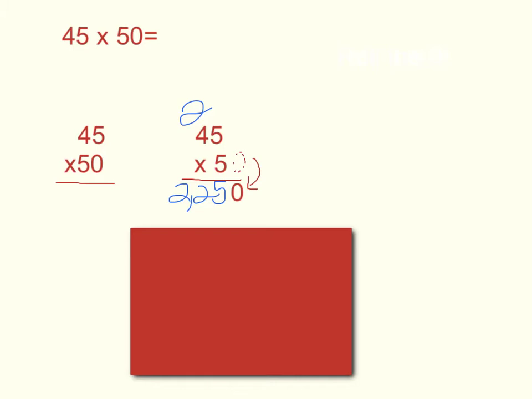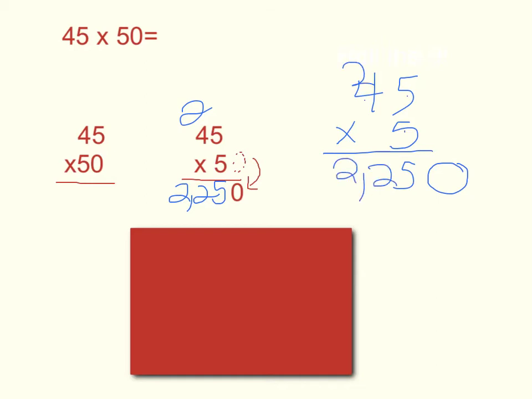So, how do we do that again? We wrote 45 times 50. The 5 goes here, and we just roll the 0 in the number 50 into the answer. Then we multiply 5 times 5, 25, 4 times 5, 20, plus 2, 2,250.